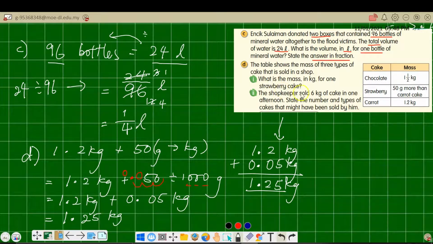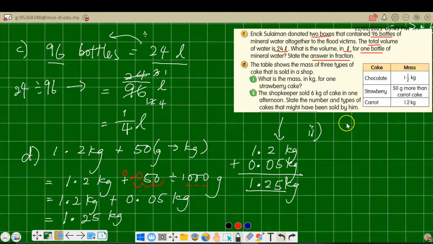Question 2. The shopkeeper sold 6 kg of cake in one afternoon. State the number and types of cakes that might have been sold by him. So we have to do trial and error. Which types of cake will add up to be 6 kilo in total? Okay.